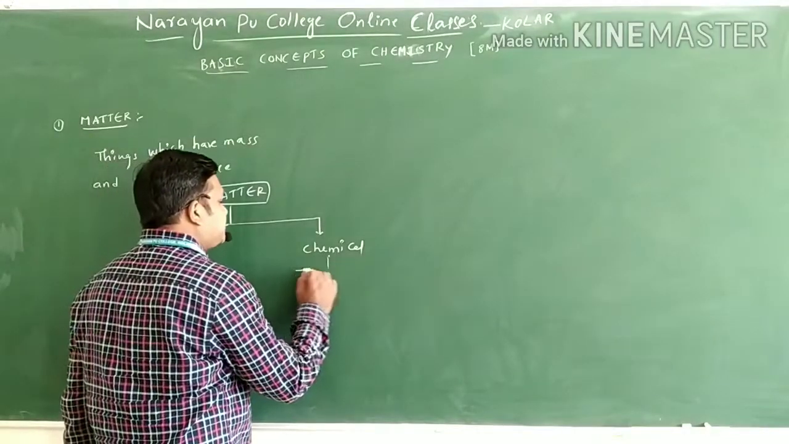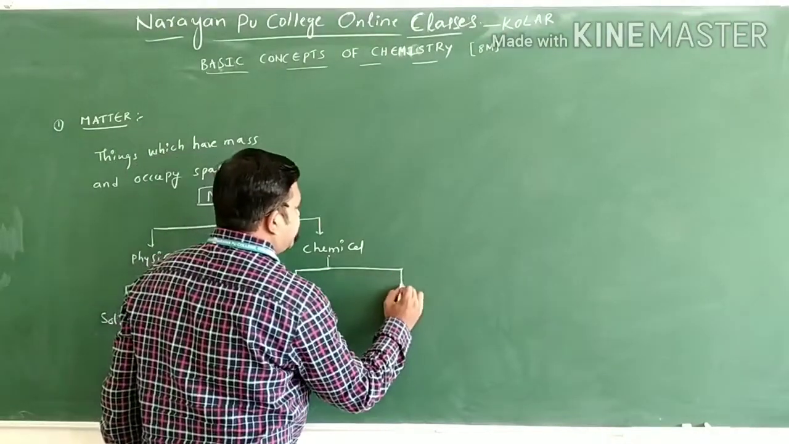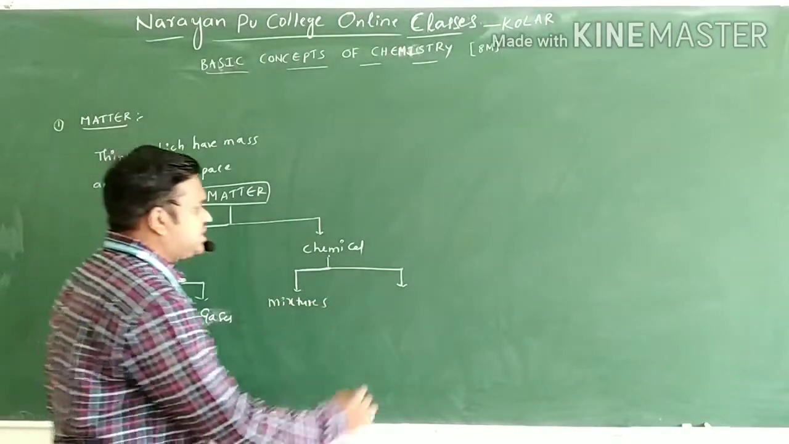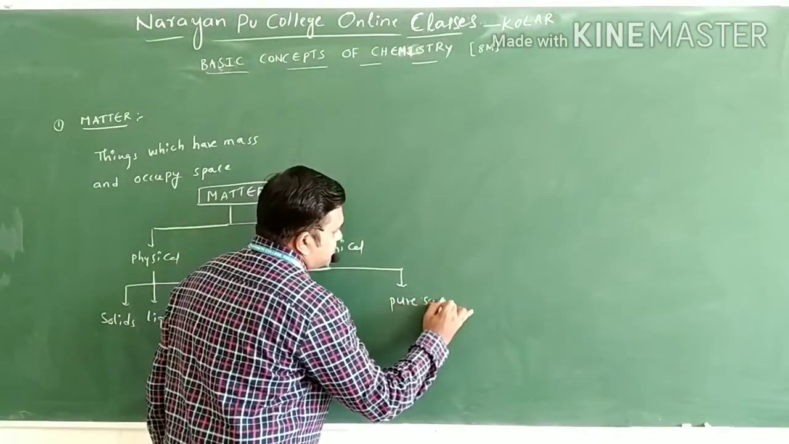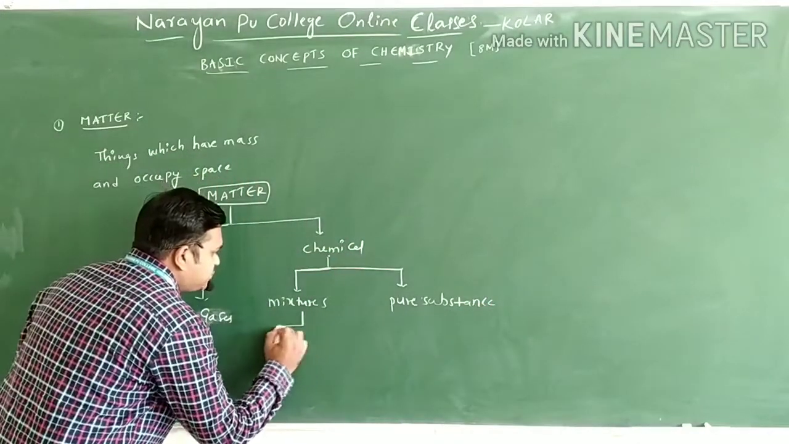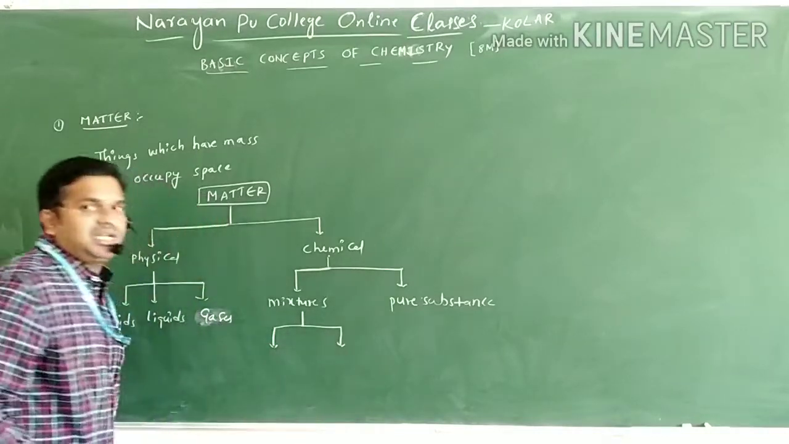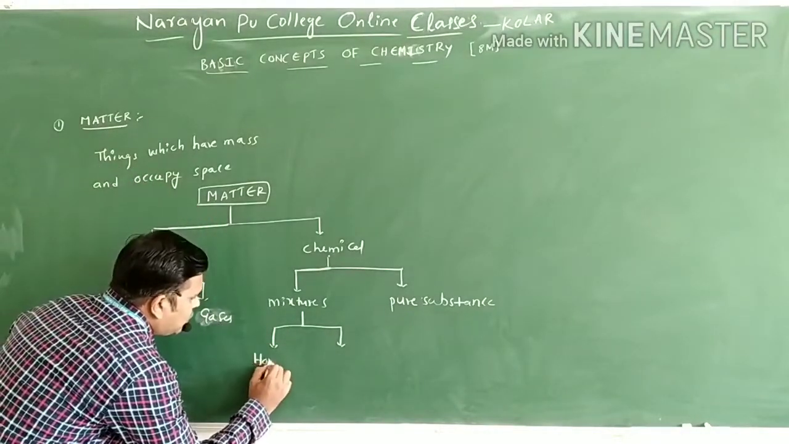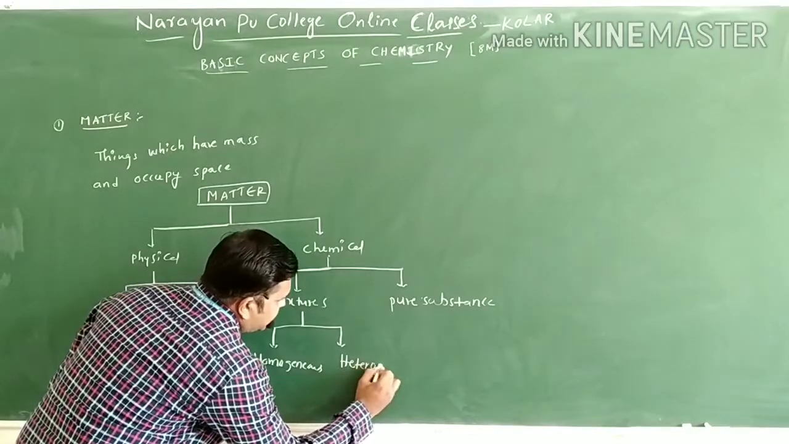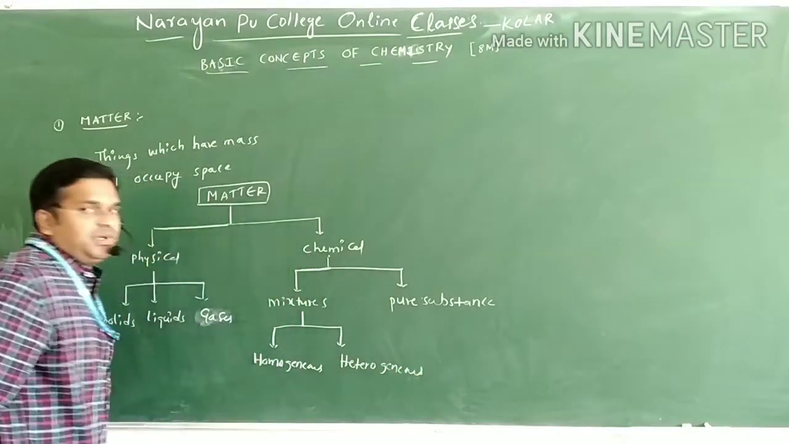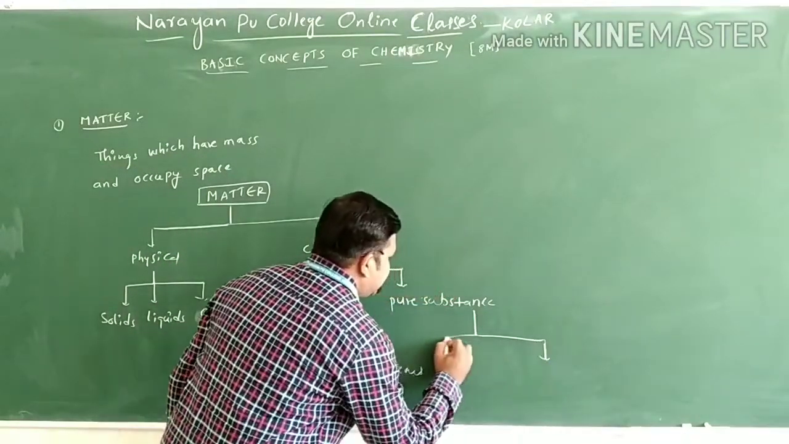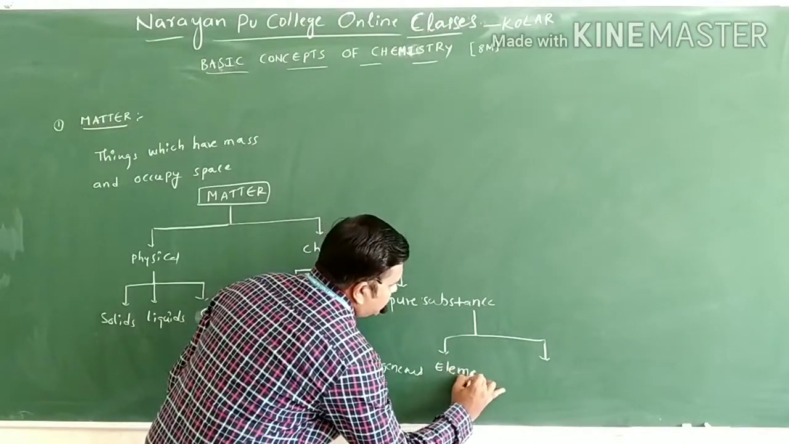Chemical properties can mainly be classified into two important categories: mixtures and pure substances. Mixtures are again classified into two types: homogeneous mixture and heterogeneous mixture. Pure substances are classified into two important categories: elements and compounds.